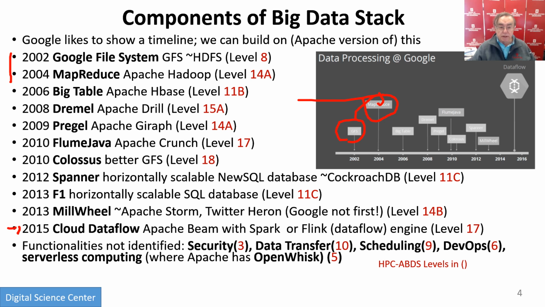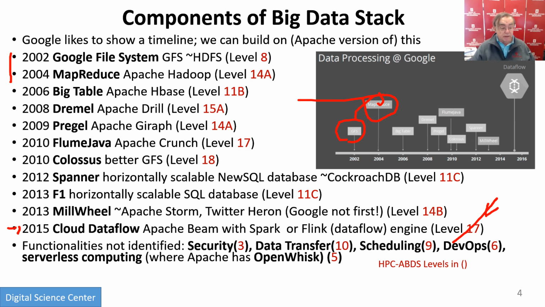Now we've also written the layers. Level 8, for example, is the layer or level of the HPC-ABDS. Some of the capabilities we don't have in here because maybe Google hasn't openly written a seminal conference paper or journal paper: security, data transfer, scheduling, DevOps. Although Kubernetes is DevOps, which is from Google, it's not really all of DevOps. It's just a very particular DevOps technology.